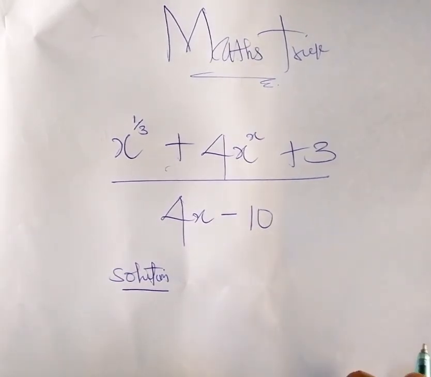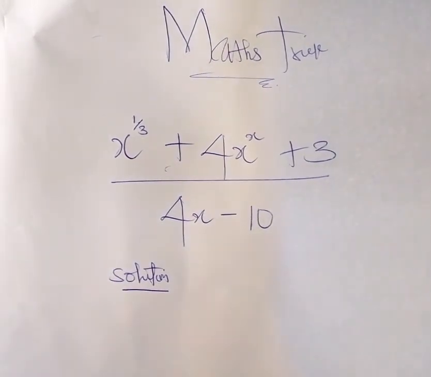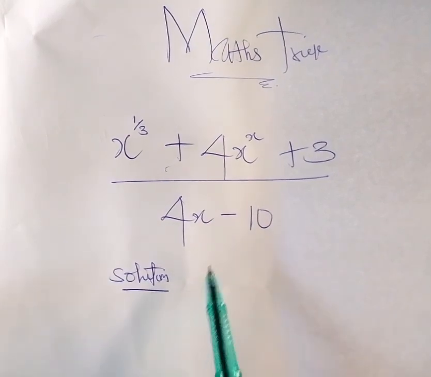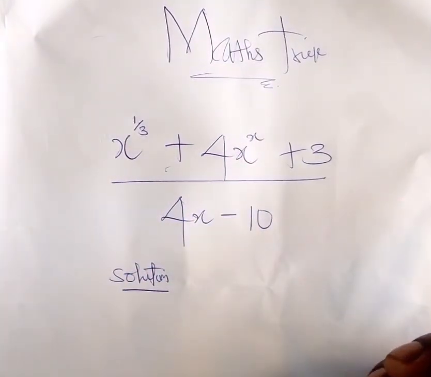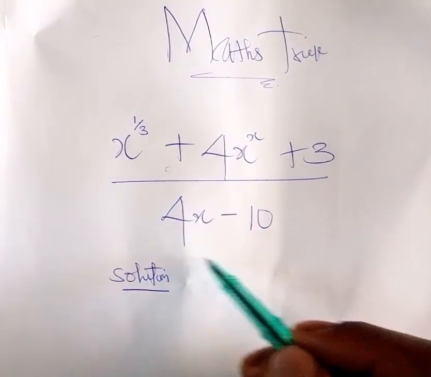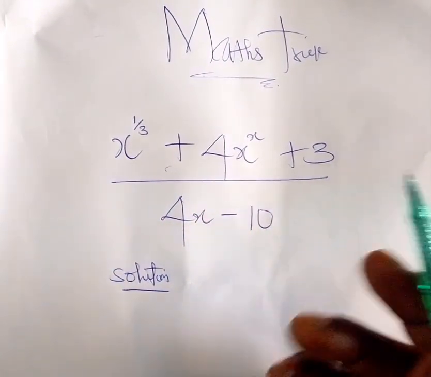This is very simple. In mathematics, for an expression to be undefined, the denominator of that expression or that fraction must be equal to 0. That means everything here will give us undefined. And for that to happen, only the denominator must be equivalent to 0.